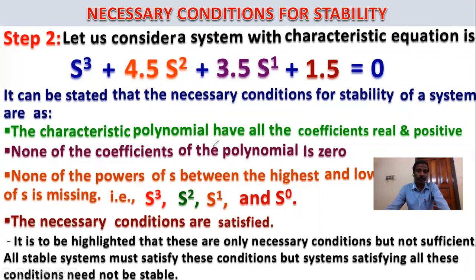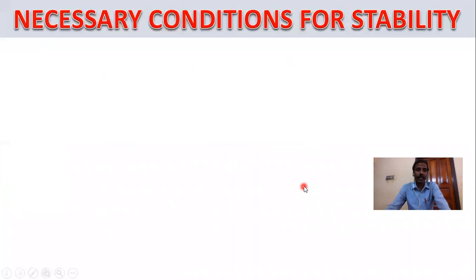It is to be highlighted that these are only necessary conditions but not sufficient. All stable systems must satisfy these conditions, but a system satisfying all these conditions need not be stable. So in this case, the necessary conditions are satisfied. These are necessary conditions for stability.